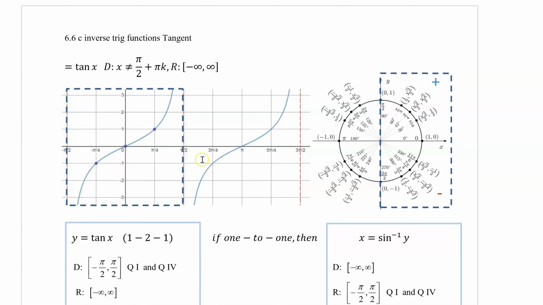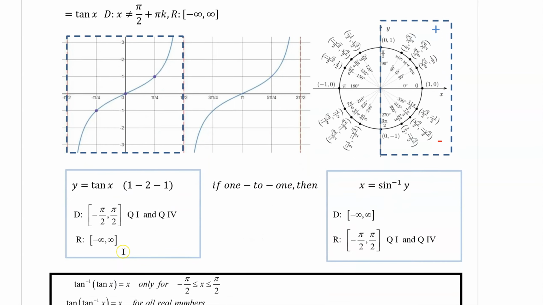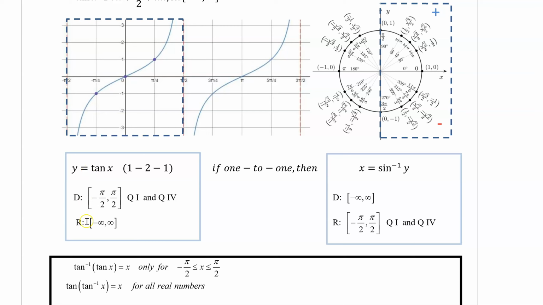So tangent and sine, exact same regions, exact same stuff, except the range for tangent is from negative infinity to infinity, because it goes off to positive infinity and then down to negative infinity. It also has an issue here that I wrote, but we need to change. It's actually a good mistake, so now we have to focus on it. It's supposed to be parentheses, because from negative pi over 2 to pi over 2.